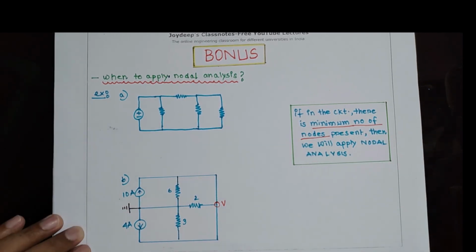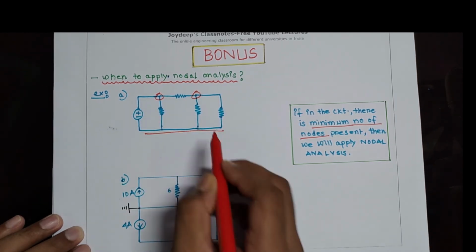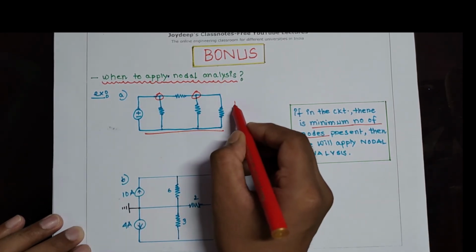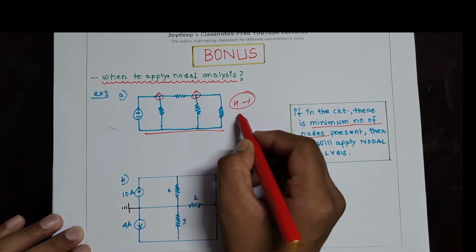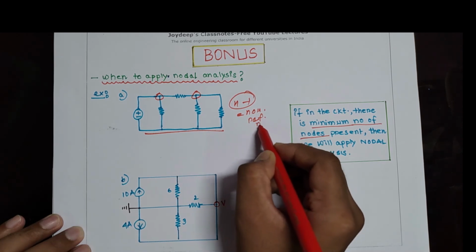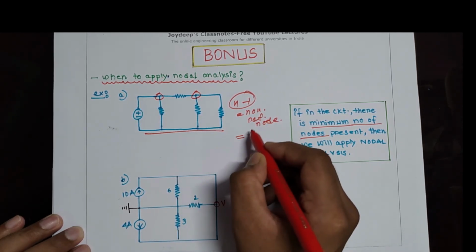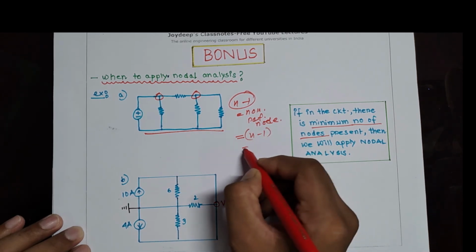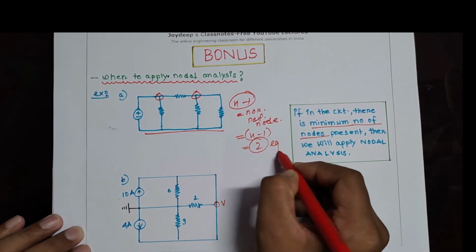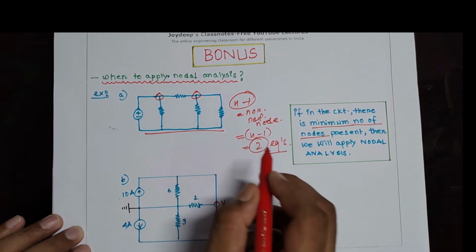So let's take this one. How many nodes? Node 1, node 2, and that's your reference node. So only n minus 1, that means n minus 1 is your non-reference nodes. So how many nodal equations will be there? That is n minus 1. Over here in this question there will be two equations. So it's quite easy rather than using mesh analysis.